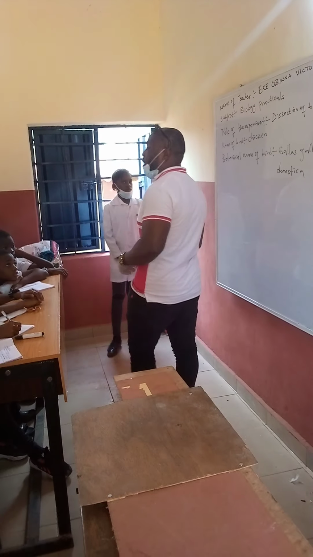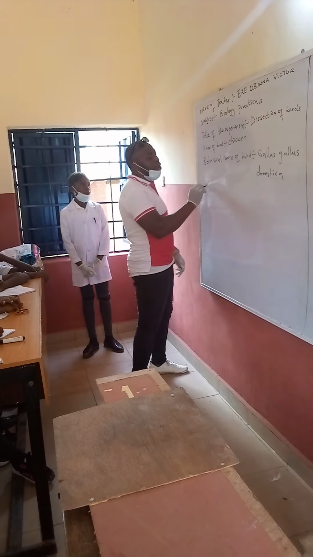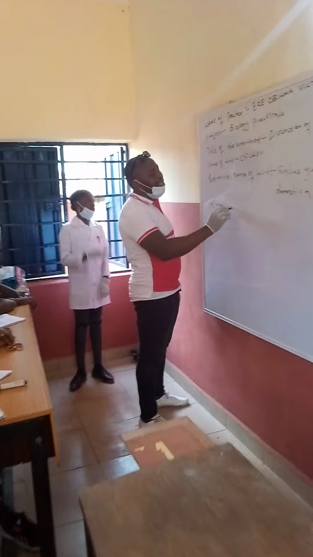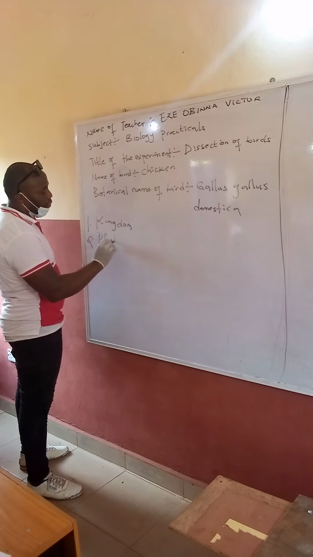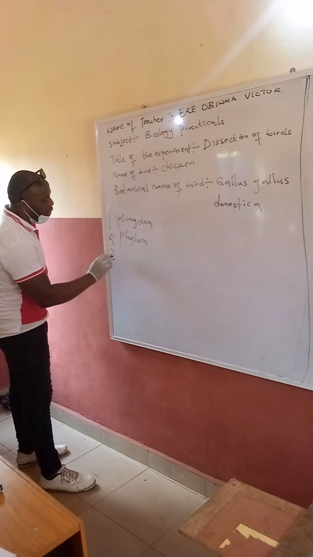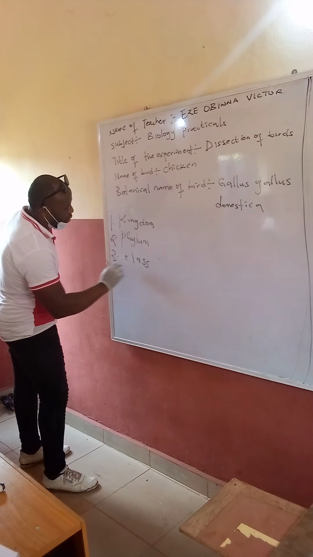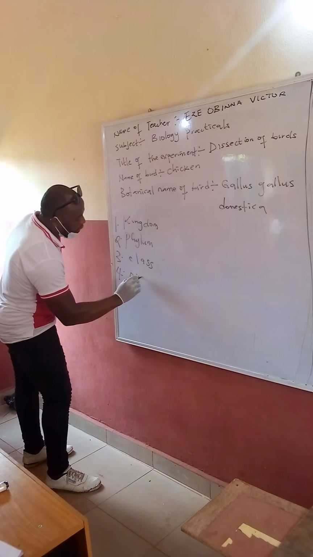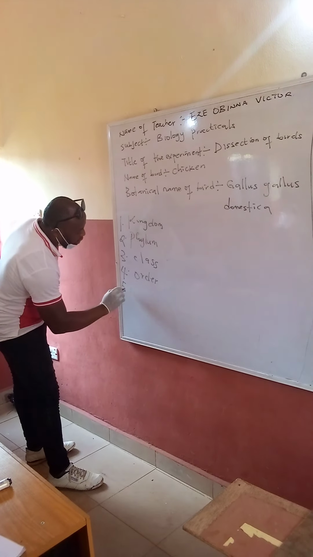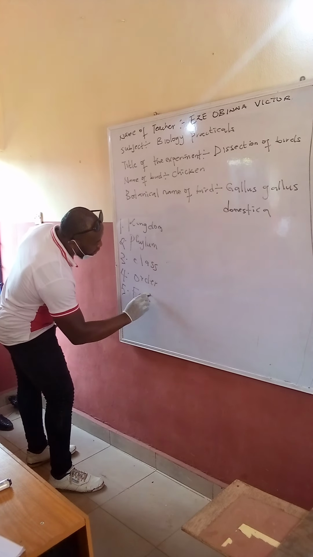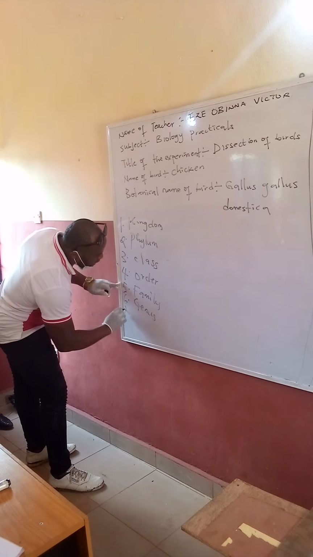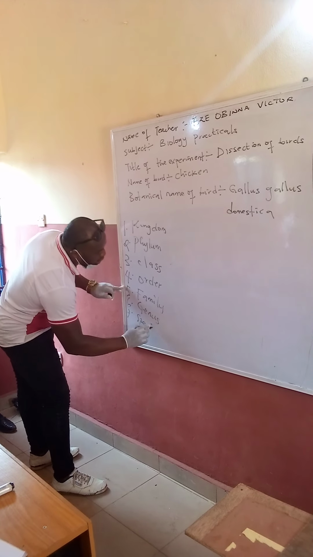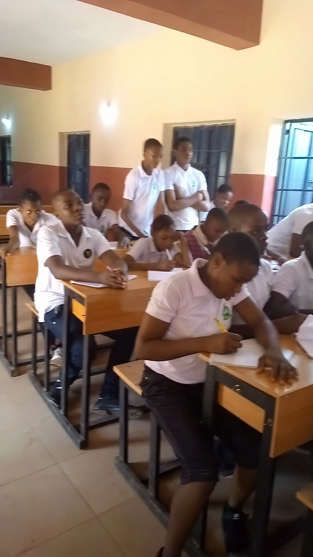And look at the order of classification of living things. The first is called the kingdom. The second is called the phylum. The third is called the class. The fourth, order. The fifth is called family. The sixth is called genus. And then the seventh is called the species. In classifying living things, there are 7 levels in which we classify both plant and animal.